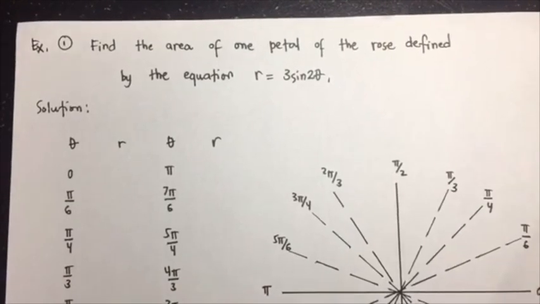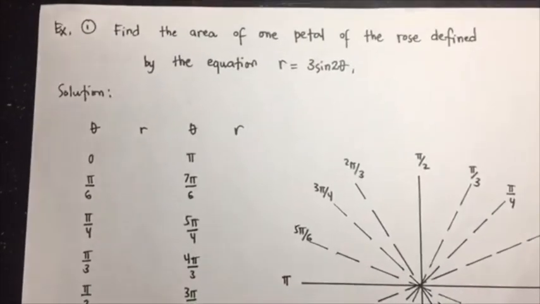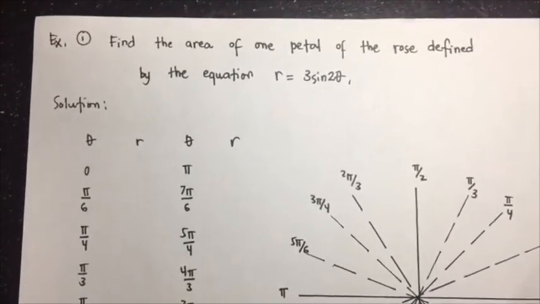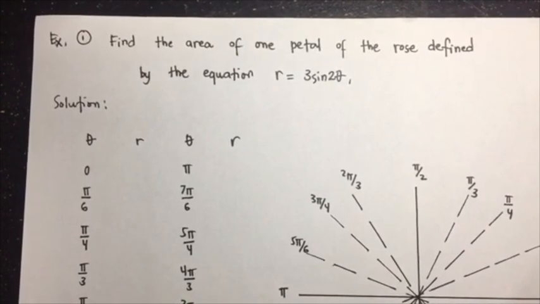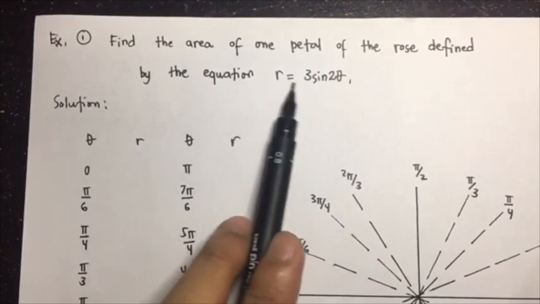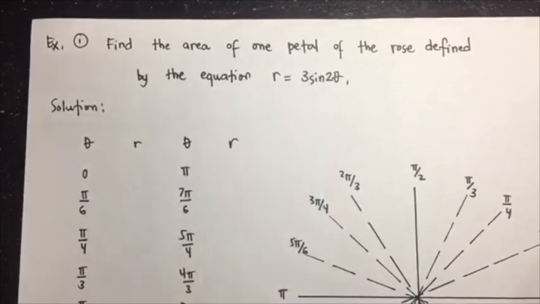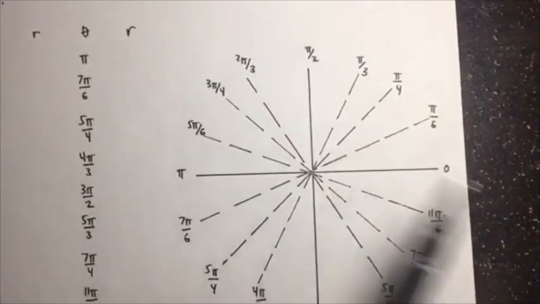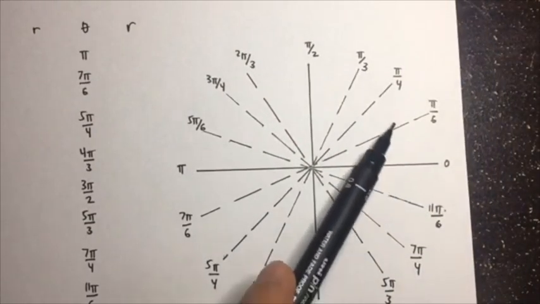So for our first example, we have here: find the area of one petal of the rose defined by the equation r is equal to 3 sine 2 theta. First thing that we're going to do is graph this polar curve. In graphing the polar curve, we will assign intervals that will represent theta.